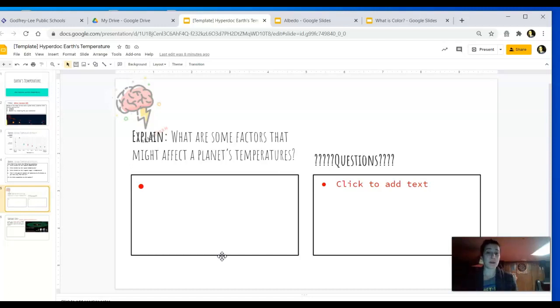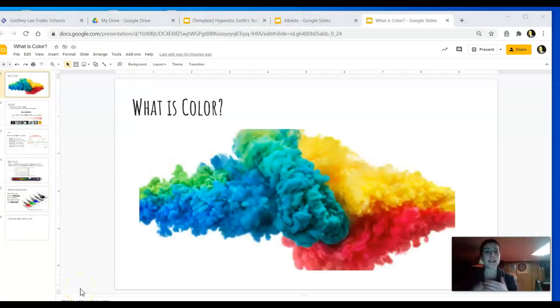So what we're going to look at with this unit is, how can color affect the temperature of a planet or a moon, and how can atmosphere, your jacket or your blanket, affect your temperature? So looking into color, if we want to figure out how color affects the temperature of something, we first need to figure out what is color and what are you seeing when you see color.